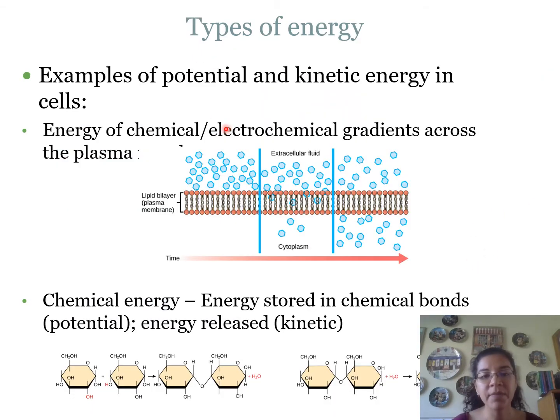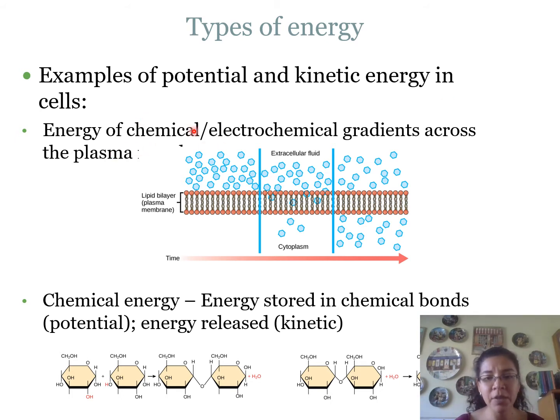Types of energy: we just saw examples of potential and kinetic energy. The potential energy was in the location and concentration gradient of the sodium in one example, the hydrogen ions or the protons in another example. That's potential energy. But when they're moving down their concentration gradient and sucrose is being moved into the cell and glucose is being moved into the cell, that's movement, so that's kinetic energy.